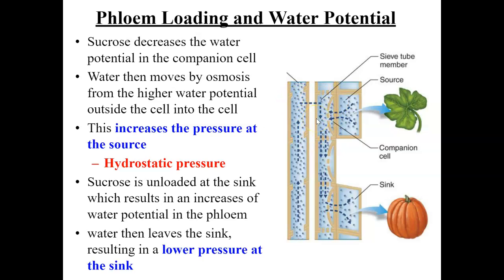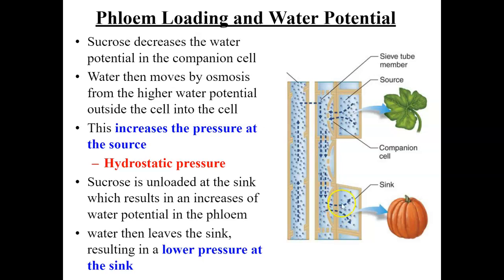and that will increase the water that is now inside the sieve tube member. That's going to put pressure inside the cell. That pressure that's moving into the sieve tube member is called hydrostatic pressure. So we've now increased the hydrostatic pressure at the source. Once hydrostatic pressure is increased here, that means automatically pressure at the sink is lower. So therefore, the sucrose will be transported from high pressure to lower pressure near the sink.